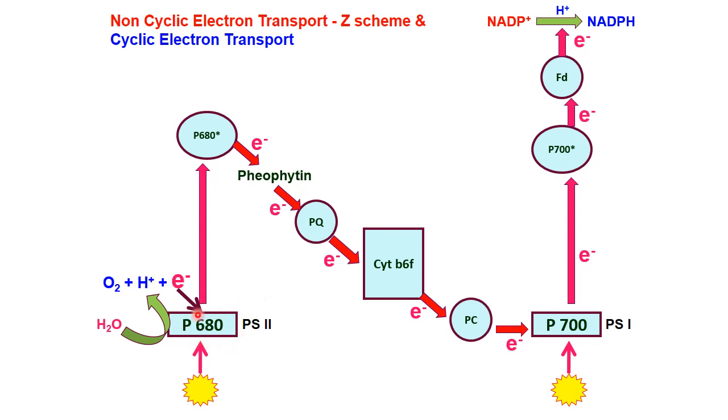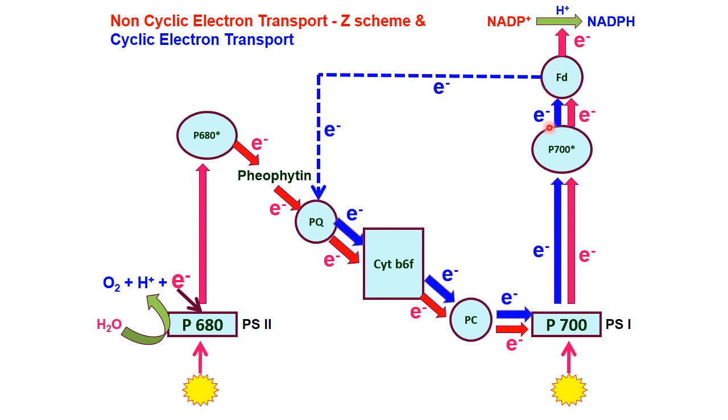Here a gap is created, so to fill this gap, photolysis of water takes place. What is photolysis of water? Splitting of water into hydrogen, electron and oxygen. This oxygen is released outside and this electron goes to fill this site, and the cycle continues. Since it takes place in the form of Z, it is also known as non-cyclic electron transport or Z scheme. Sometimes it is in a cyclic manner.